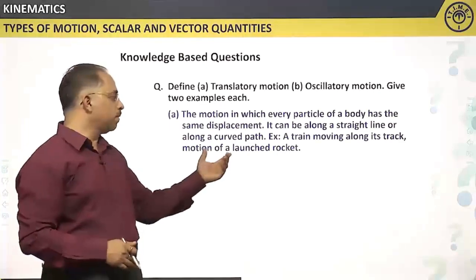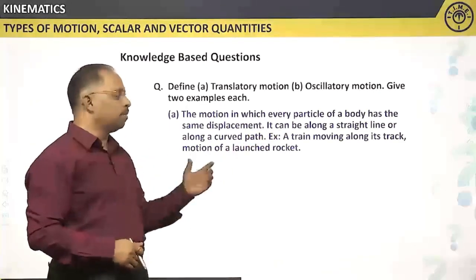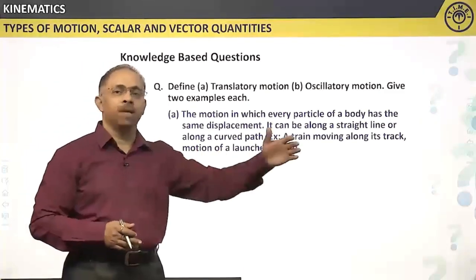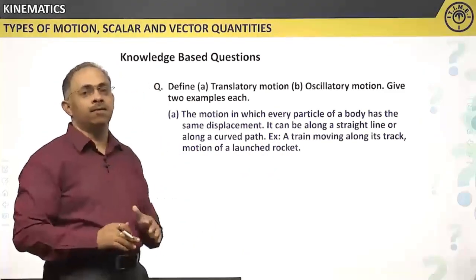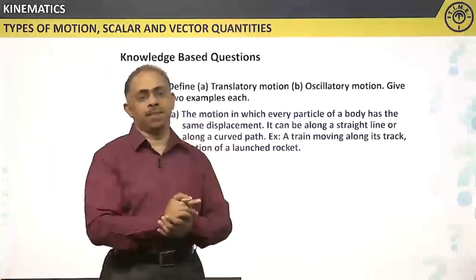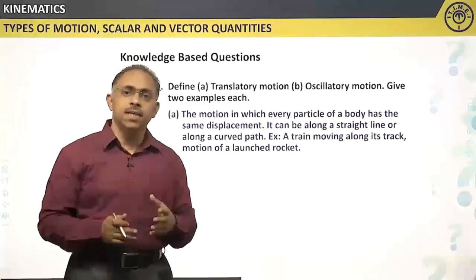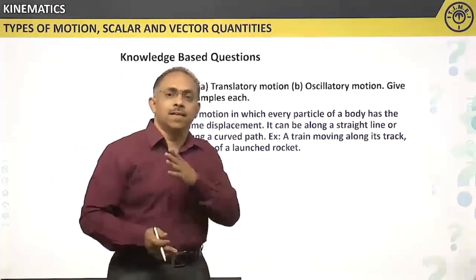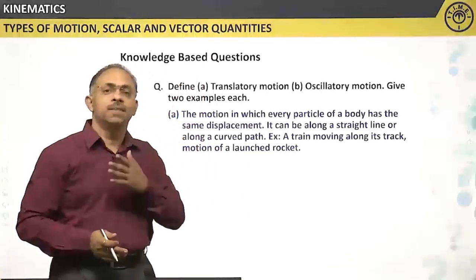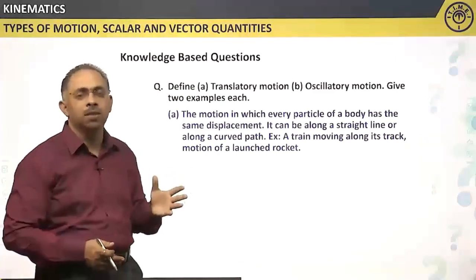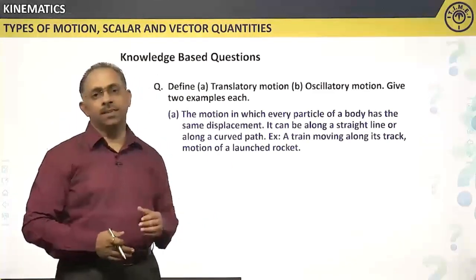Examples: a train moving along its track, motion of a launched rocket. It is going along a straight path, and all the particles of the body will have the same displacement. Coming to oscillatory motion, the word itself says it oscillates, meaning it is moving to and fro about a fixed position. That type of motion is called oscillatory motion.